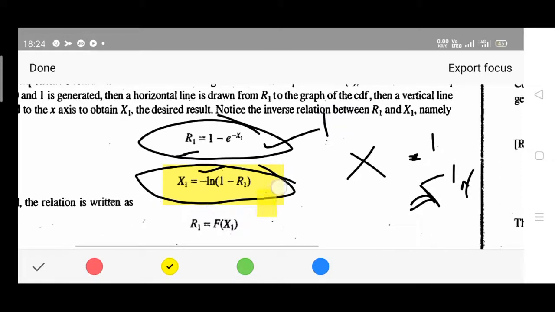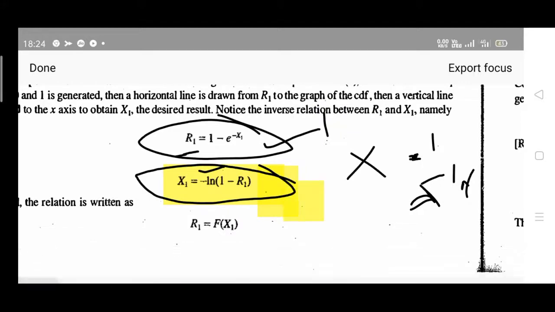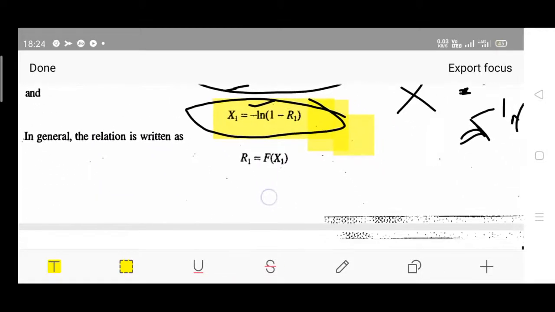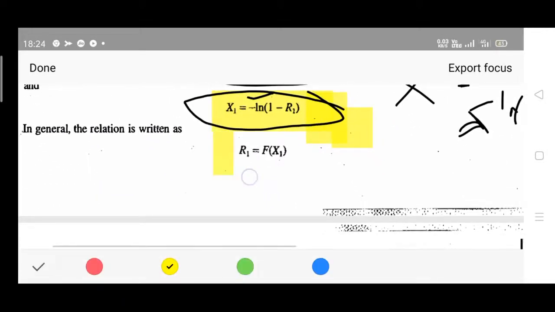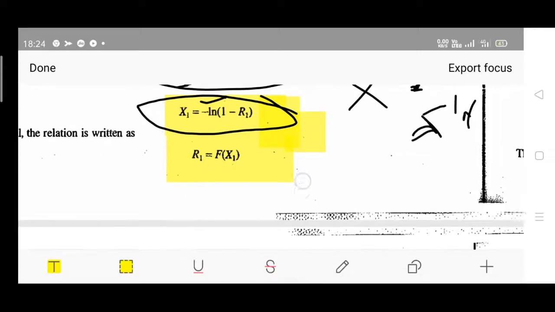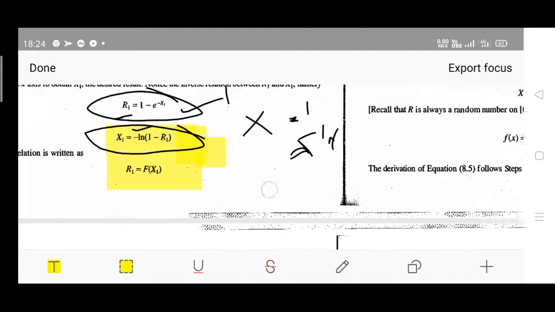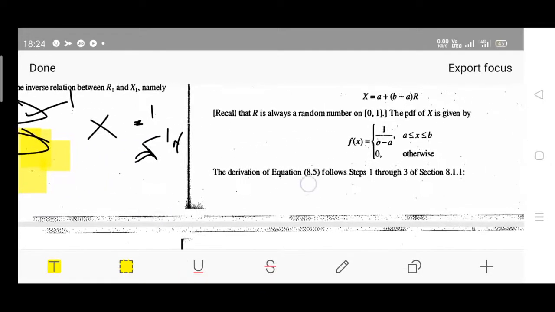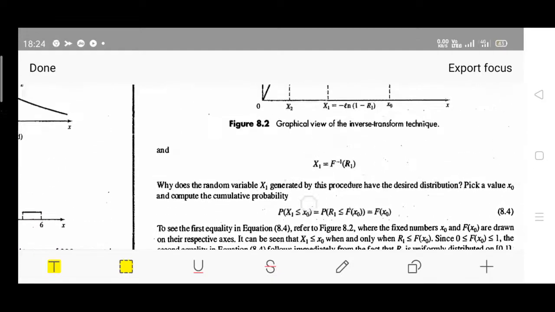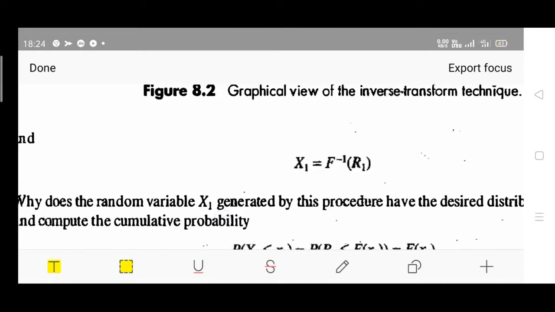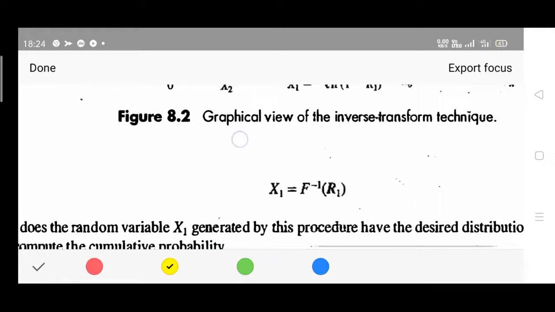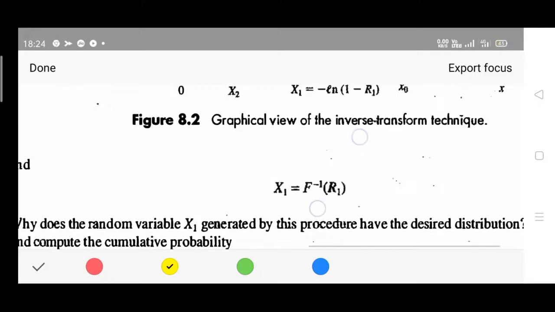If you remember the formula easily, you can substitute the contents over here. Okay, in general the relation is written as this, from the thesis directly, r equal to f of x, or r1 equal to f of x1 in general, and x1 will become the inverse value. As you can see, x1 equal to f inverse of r1, that's it.